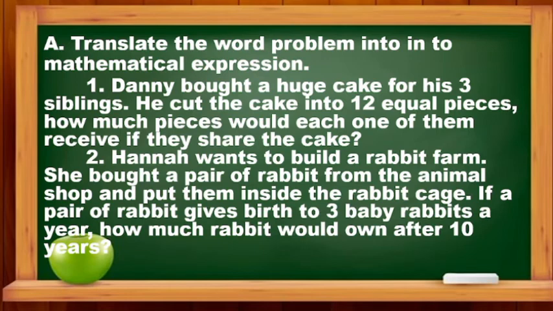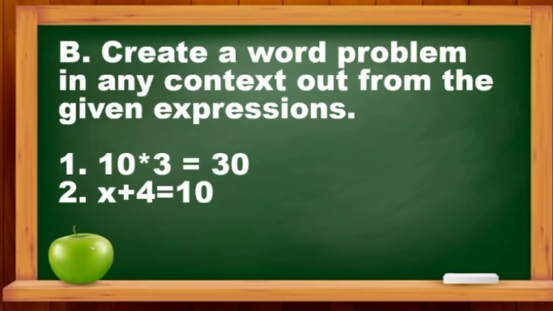Number 2. Hannah wants to build a rabbit farm. She bought a pair of rabbits from the animal shop and put them inside the rabbit cage. If a pair of rabbits gives birth to 3 baby rabbits a year, how many rabbits would Hannah own after 10 years? Okay, so next. B. Create a word problem in any context out of the given expression. So 10 multiplied by 3 is equal to 30. Number 2 is x plus 4 is equal to 10.